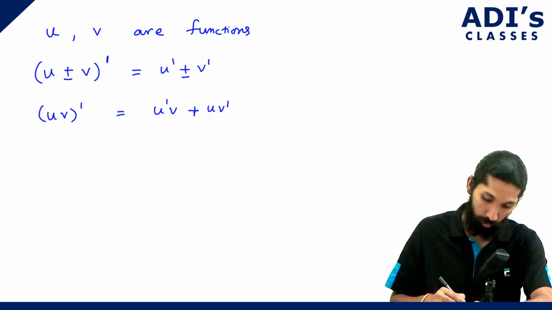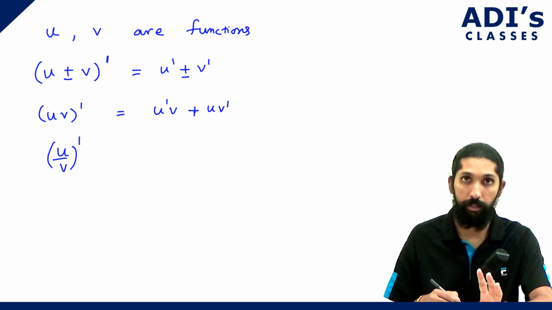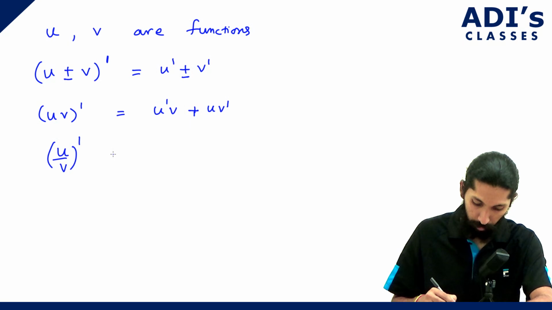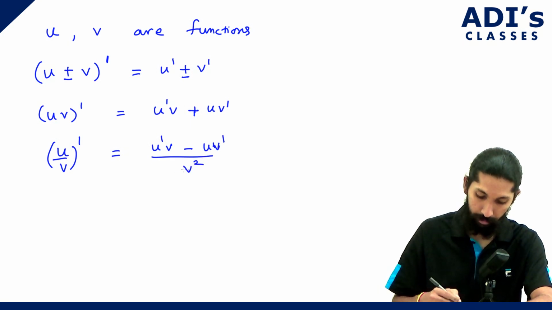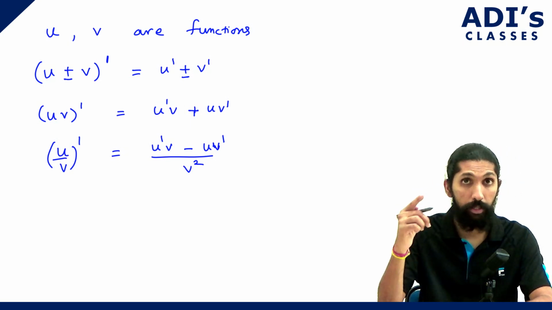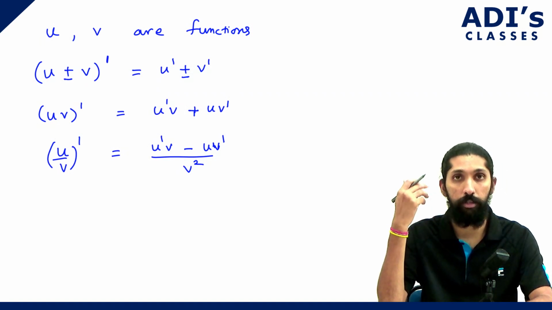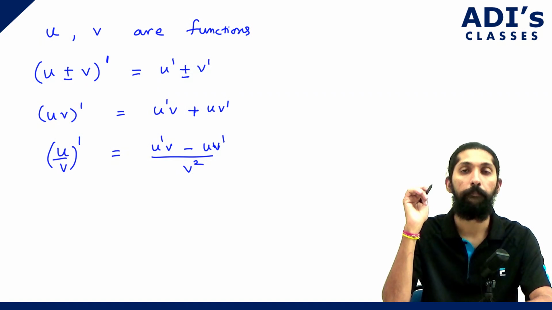Next we have the quotient rule, which is the derivative of u divided by v. Of course, v is not equal to 0. So keep this in mind all the time. This will be equal to u dash v minus u v dash, divided by v square. Now, these are all the things you have already learned before: the sum, difference, product, and quotient rule, isn't it?